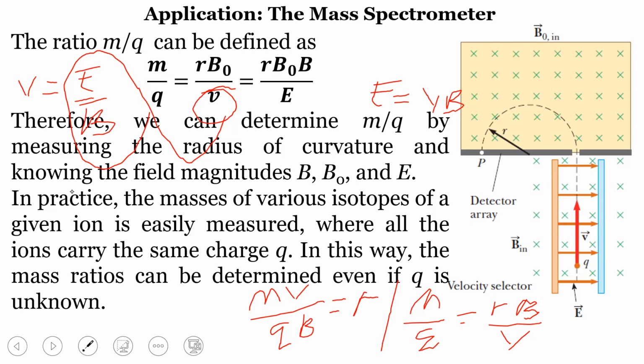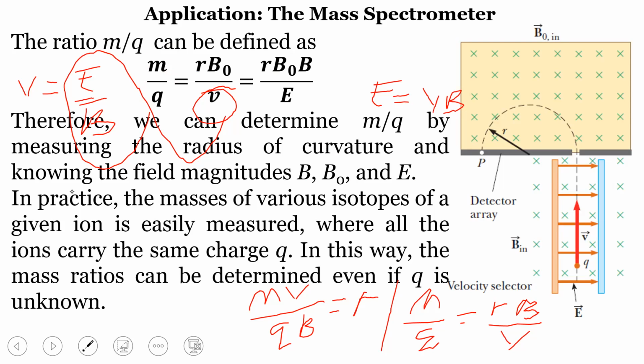By determining the ratio of mass to charge, when you know one of them, you can determine the other easily. That is, if you eventually determine mass, then you can say this is charge. And if you determine charge, you can say this is the mass.